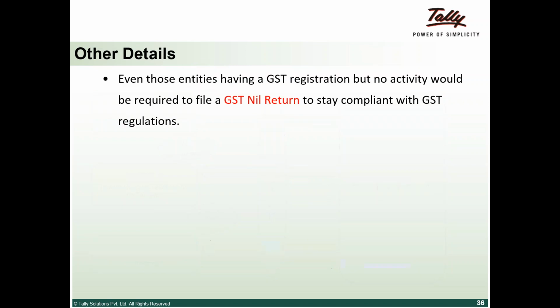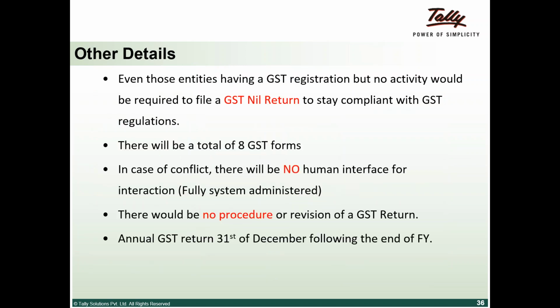So moving on, there are a few more things that we wanted to run through. There will be 8 GST forms: GSTR 1, 2, 3, 4, 5, 6, 7, and 8. Basically, GSTR 1 is on the output tax. GSTR 2 would be on the input credit that I can take. GSTR 3 would be a combination of 1 and 2. It's a monthly return. GSTR 4 is a quarterly return for compounding taxpayers.